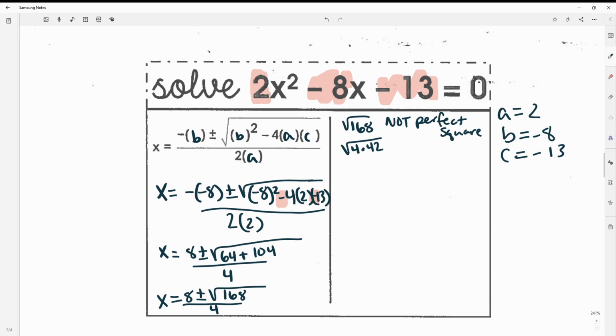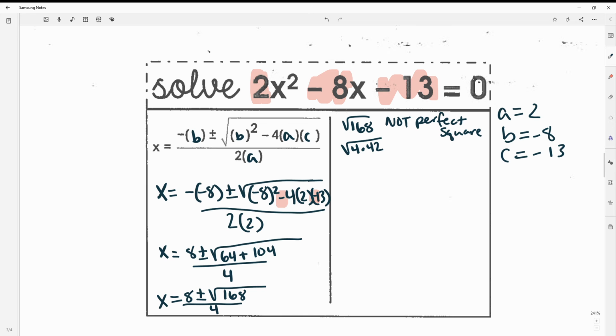And then you have to ask yourself, can you break 42 down even more? And unfortunately, I don't think you can. 42 divided by... Nope. You can't. I mean, you can divide 42 by 2, but 2 is not a perfect square. So you want to try to break it up into perfect squares to get as simple as possible.